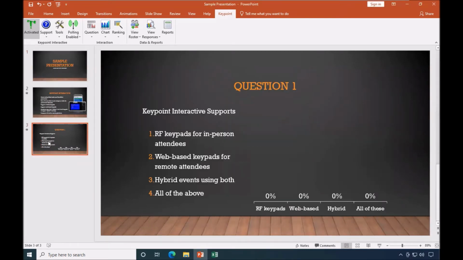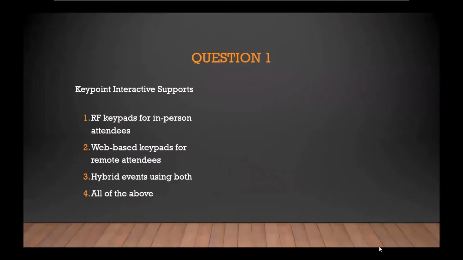Now, I'll jump into the slideshow and pull the question slide. See how the participant counter is showing 0 out of 0? That means that nobody has responded, and also that there's nobody in the roster. Watch what happens when I vote with a keypad. It changed to 1 of 1.